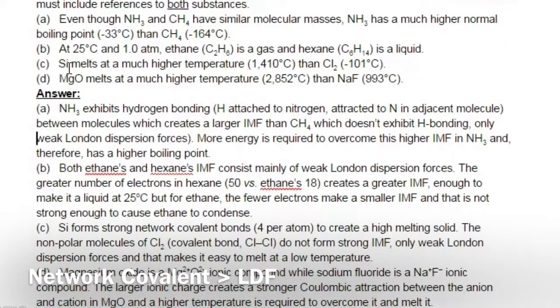Electrons per atom, and that will cause it to have a very high melting point. And so chlorine is nonpolar molecules, and they only form the weaker London dispersion forces, which makes it have a low melting point.